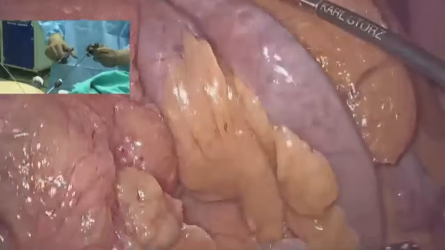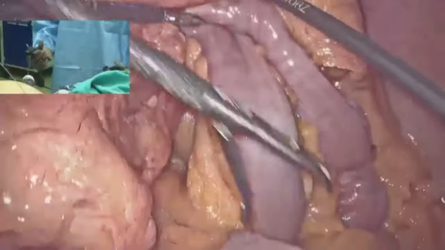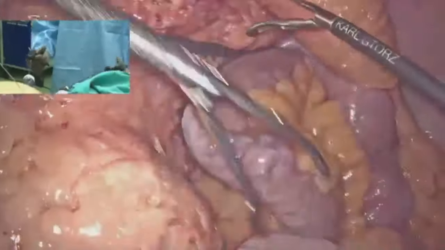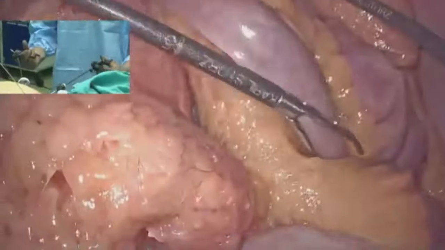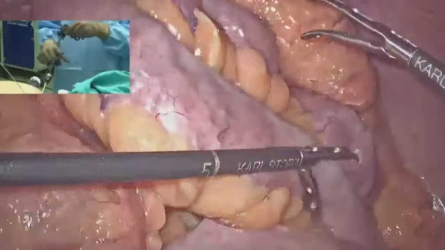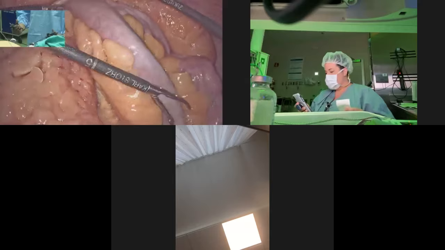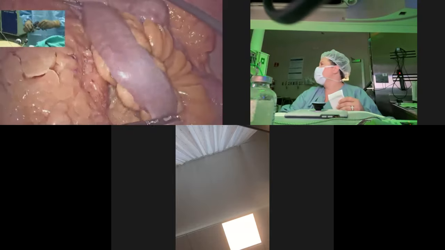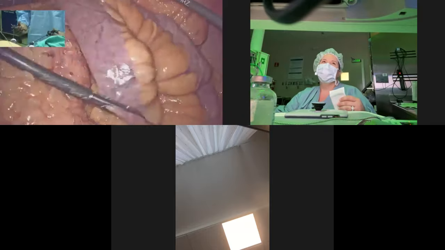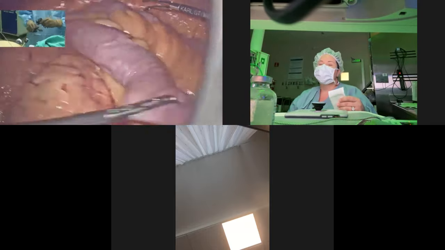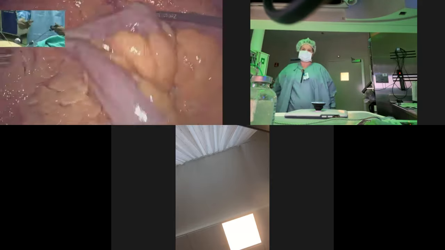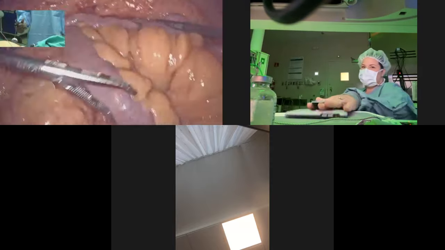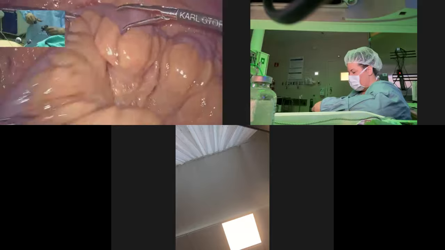40, 50, 60, 70, 80, 90, 100, 110, 120, 130, 140, 150, 160, 170, and 180.